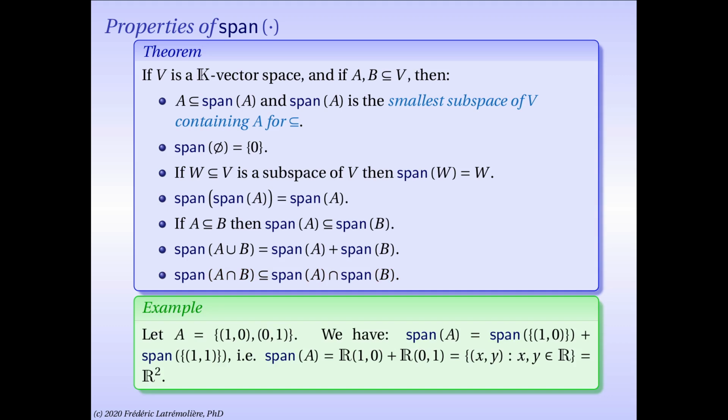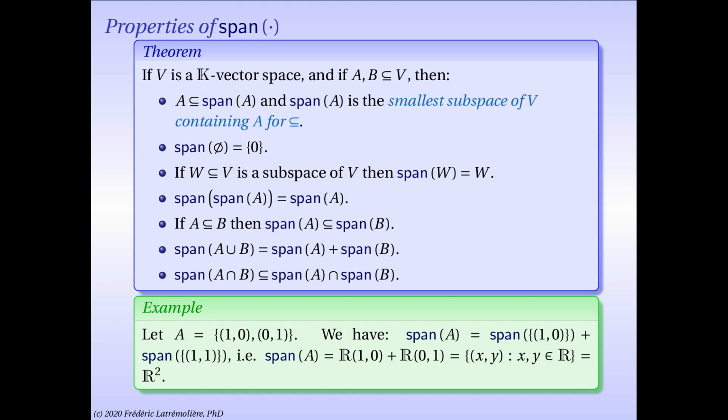Let's now look at an example of an application of our theorem. So here is a set A inside of R squared containing two vectors. I claim that we can calculate the span of A using the theorem above. The way it works is you write the span of A as the span of the union of two singletons, namely the singleton (1, 0) and the singleton containing (0, 1). And, well, we have by the theorem above that the span of a union is the sum of the spans. So the span of A is the sum of the span of the vector (1, 0) plus the span of the single vector (0, 1).